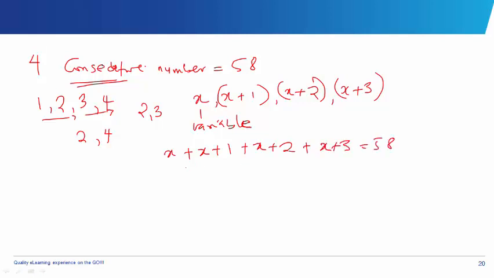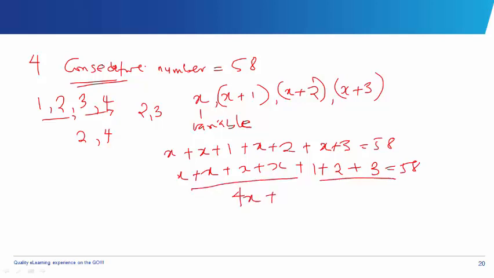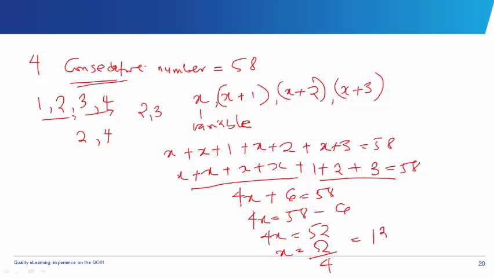As usual, I'll bring the like terms together. We have x plus x plus x plus x plus 1 plus 2 plus 3 equals 58. Put all the x's together: we have 4x plus 6 equals 58. We'll move 6 to the other side, so 4x equals 58 minus 6. 4x equals 52. Therefore, x equals 52 divided by 4, which is 13. That means x equals 13.